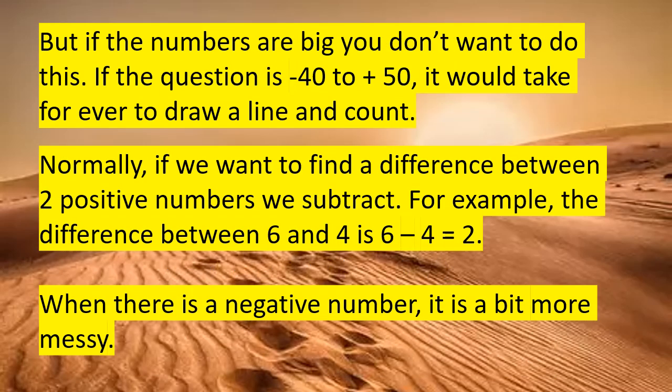But if the numbers are big, you don't want to do this. If the question is minus 40 to plus 50, it would take forever to draw a line and count. Now, normally, if we want to find a difference between two positive numbers, we subtract. For example, the difference between 6 and 4 is 6 minus 4 equals 2. When there's a negative number, it's a bit more messy.